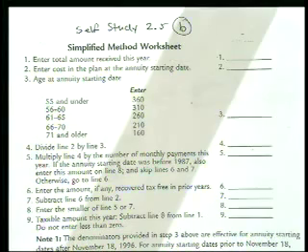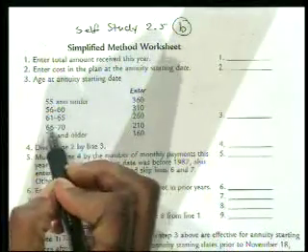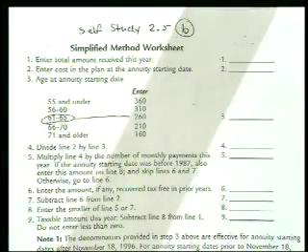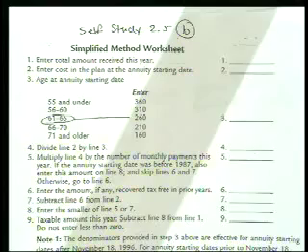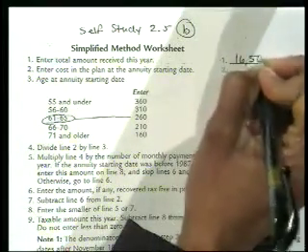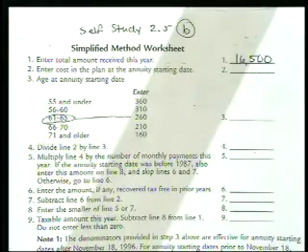We have Phil, who retired in January 2008 at the age of 63. So when he retired, he was between 61 and 65, and we're going to be using that number there. Okay, so let's get started. It says enter the total amount that he received this year. It tells us that he received $16,500 this year. That's how much he received.